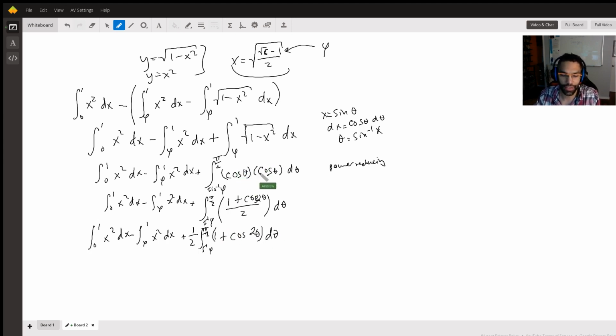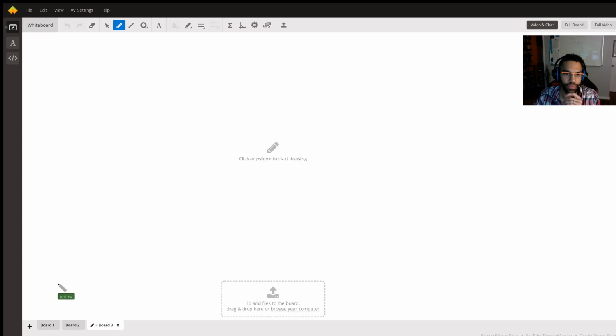Alrighty then. And then everything we have here we can use to simplify this. So let's go to the next page here. All right, so let's start evaluating these integrals.